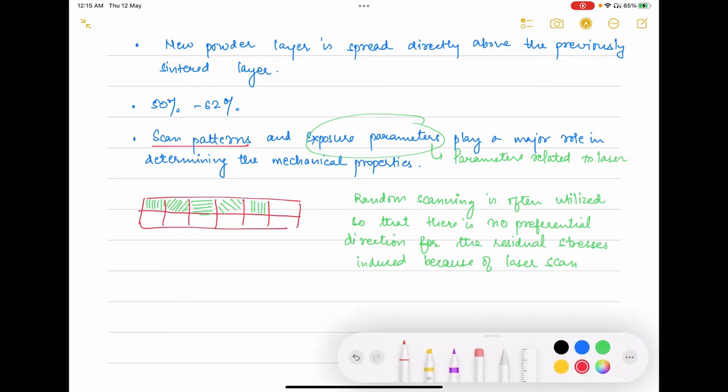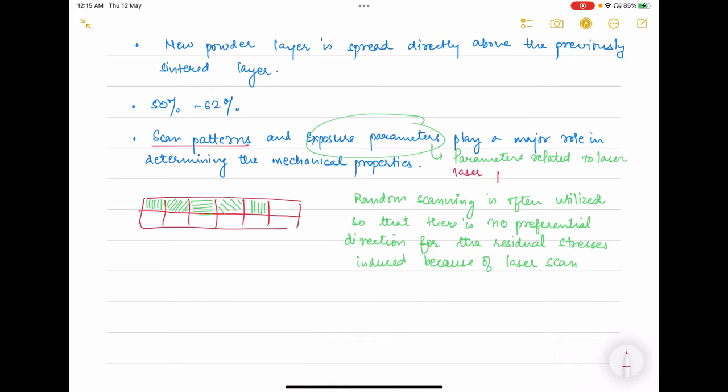Like the laser power, pulse duration, pulse frequency, scan speed, etc. Okay.